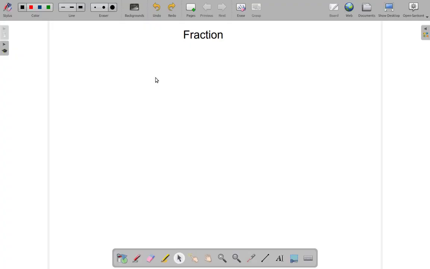Let's continue looking at addition of fractions. So let's suppose you have 2/3 plus 5/6. Here 2/3 plus 5/6. You have two different things. You can't just add the 2 and 5 and say 7. 7 what?